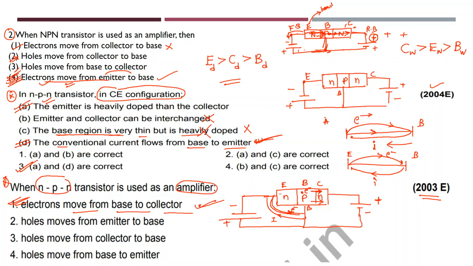So see here, based on only one NPN transistor, we are having three questions. One conclusion I can draw is that in case of an NPN transistor, electrons move from emitter to base and from base to collector. This you remember. I hope you got this. Let us move on to the next question.